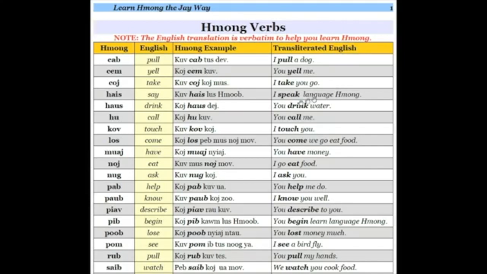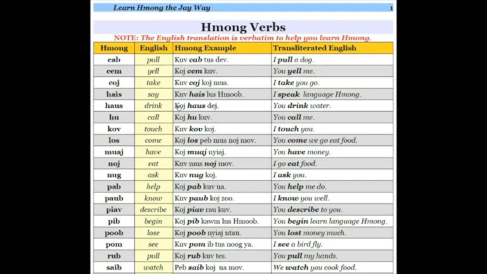Let us learn some basic Hmong verbs. So let's begin. Under here is Hmong word. Under here is the English. Example, an English equivalent. So, jia, highest pitch, to pull. Gu jia du de, I pull a dog. Jie, to yell. Go jie gu, you yell me. You yelled at me, that is. Jiao, to take. Gu jiao guo mu, I take you go. I will take you to go, that is. Hai, say. Wu hai lu Hmong, I speak language Hmong. I speak Hmong, that is.